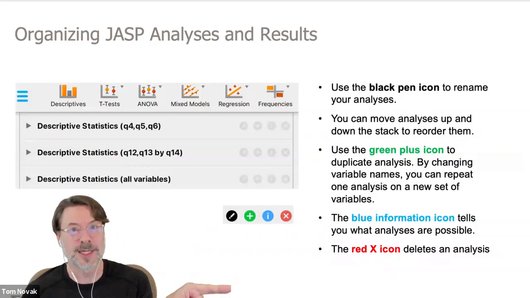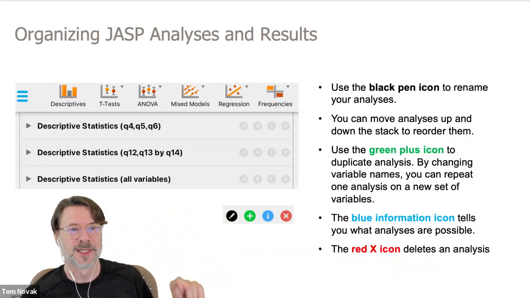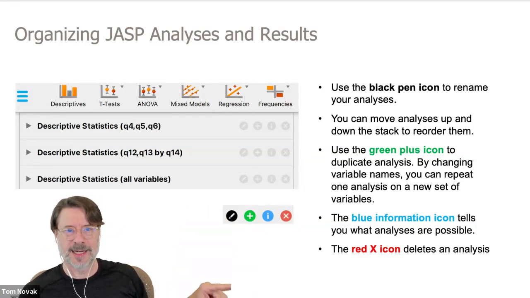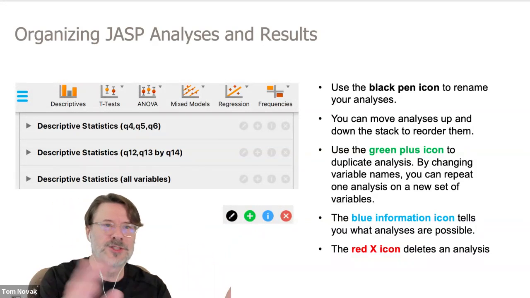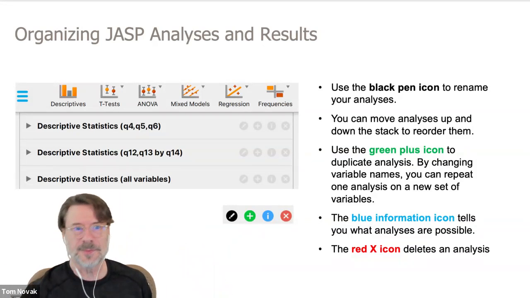We talked about the blue information icon that tells you, if you're doing descriptives, what all the different details you can get are. If you're doing t-tests, it'll tell you all about t-tests. And then the red X icon, if you click that, deletes an analysis. So JASP gives you this handy way of organizing all the analyses and results.